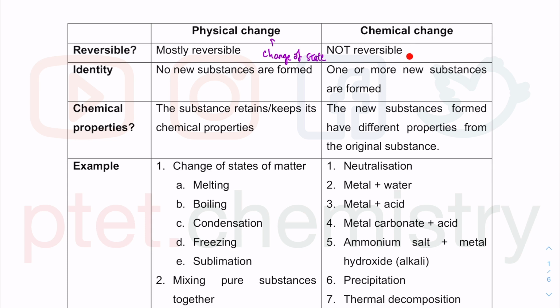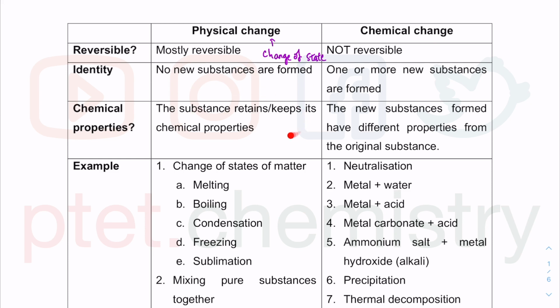But then chemical change is not reversible. Once you undergo a chemical reaction, it's quite hard to go backward. In terms of identity, you don't form any new substances in physical change, whereas chemical change, because you undergo a chemical reaction, you can form one or more new substances.